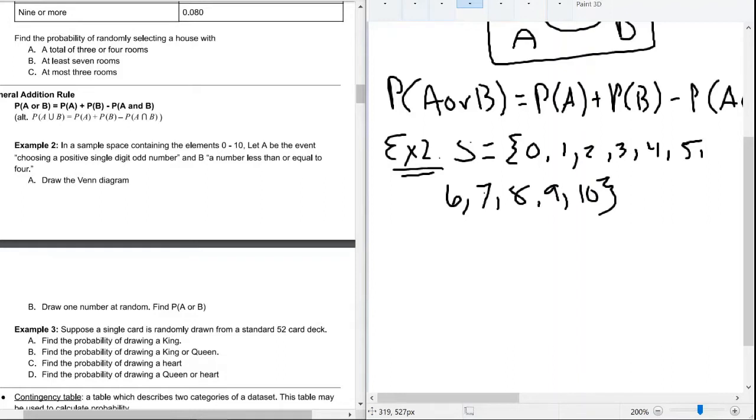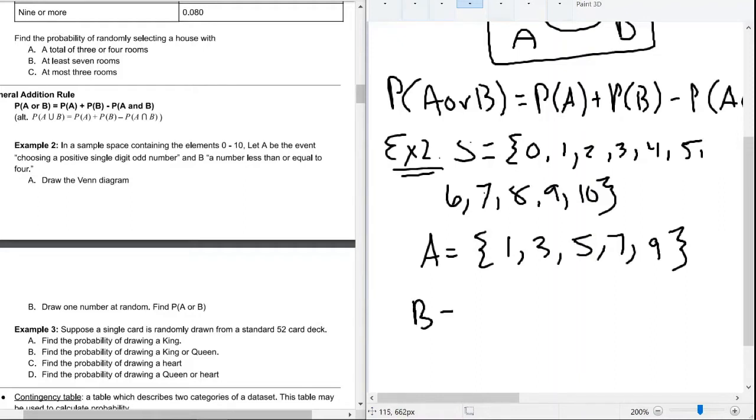Now notice events A and B. Event A will be the event of interest, choosing a positive single-digit odd number. From the sample space, we take 1, 3, 5, 7, and 9. Notice we don't continue 11, 13, 15, because the sample space is a universal set. Those are all possible outcomes, so the events of interest have to come from the sample space.